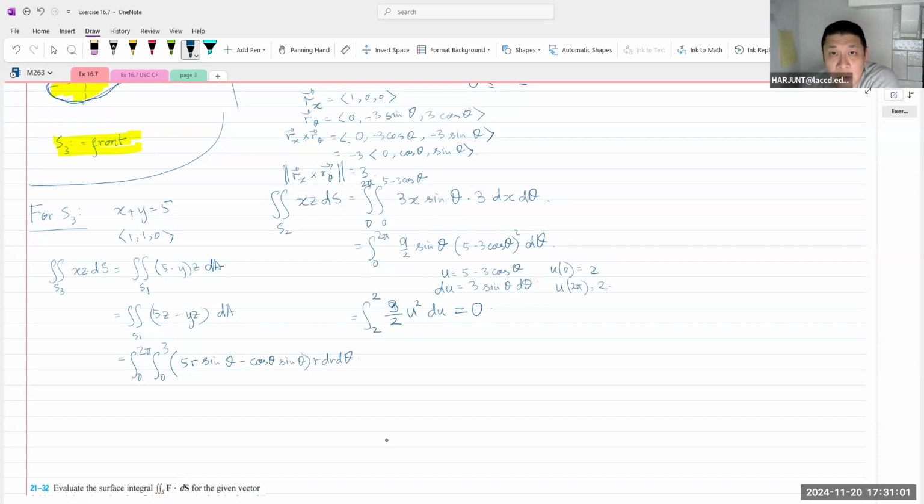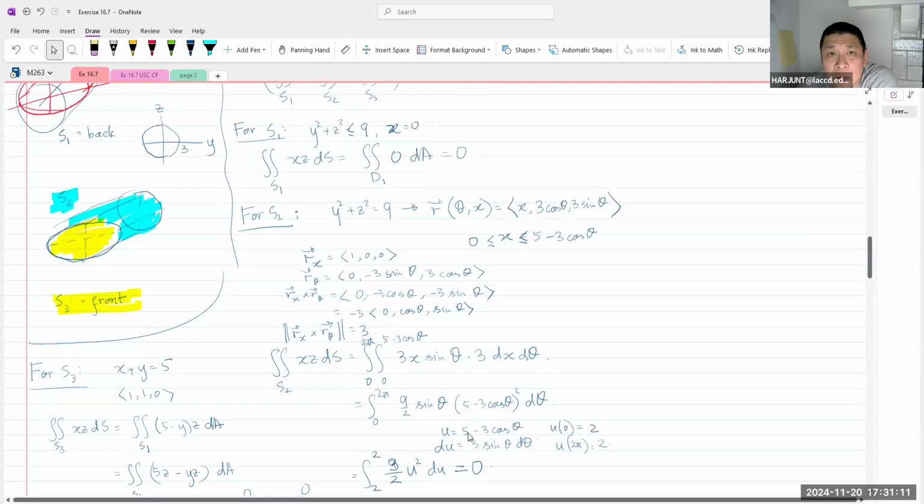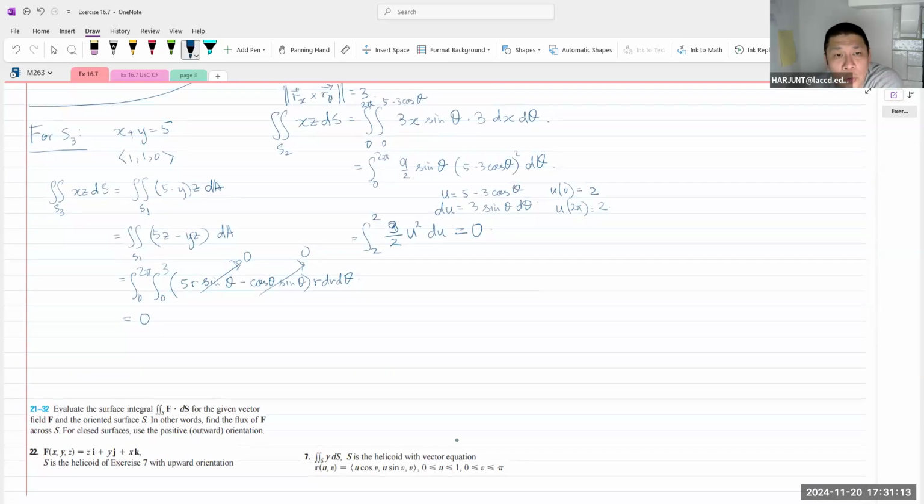But this will become 0. Later on, this also becomes 0, because the integral is from 0 to 2 pi. Why is everything 0? Okay, so the double integral over S of xz dS equals 0 plus 0 plus 0. I don't like this, honestly. I don't think this is right.